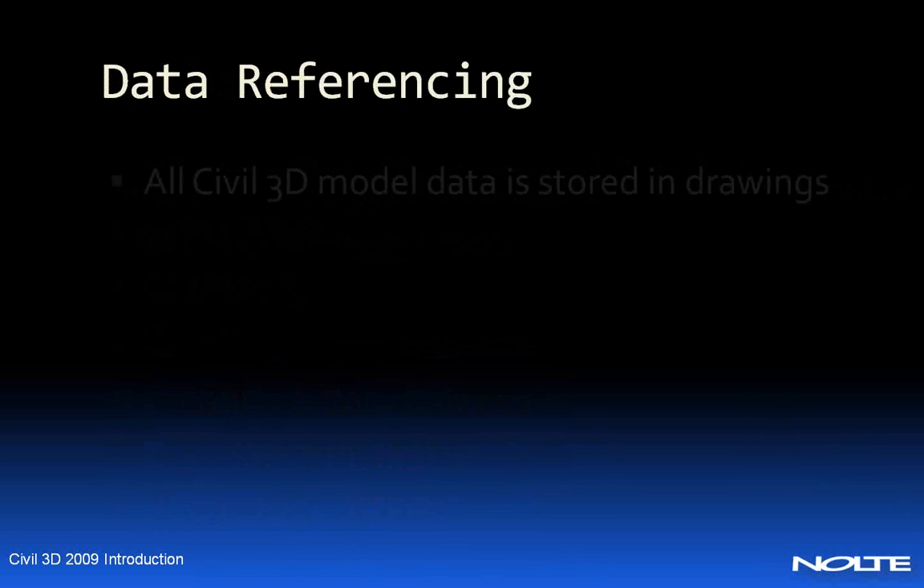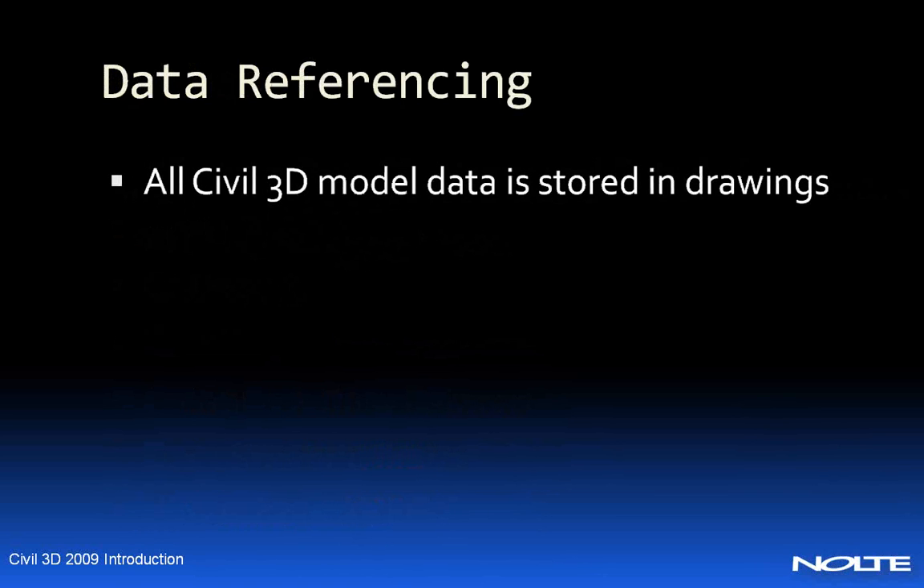All right, so why do we use data referencing? Unlike Land Desktop that had a project database, all of the model data for Civil 3D is stored in our drawing files. For example, in Land Desktop, if you created a surface model, that surface was stored in a TIN file in the project database. That TIN was available to every drawing in the project. In Civil 3D, that surface model is stored in a drawing file, so Autodesk needed some way to allow us to use that model in other drawings.